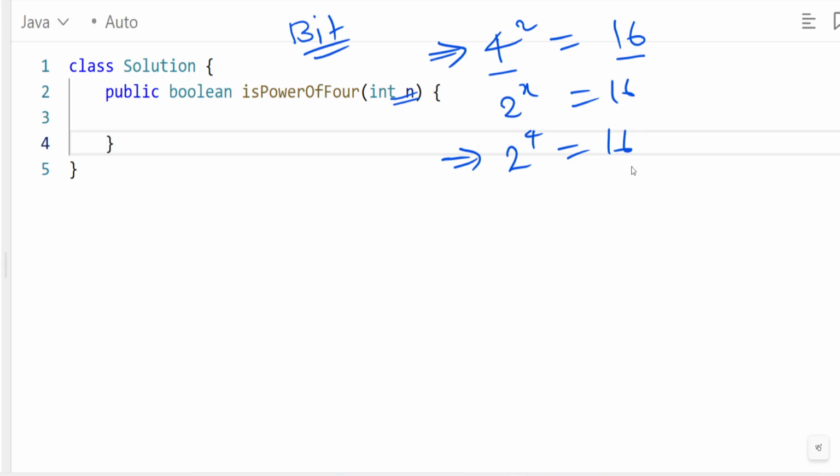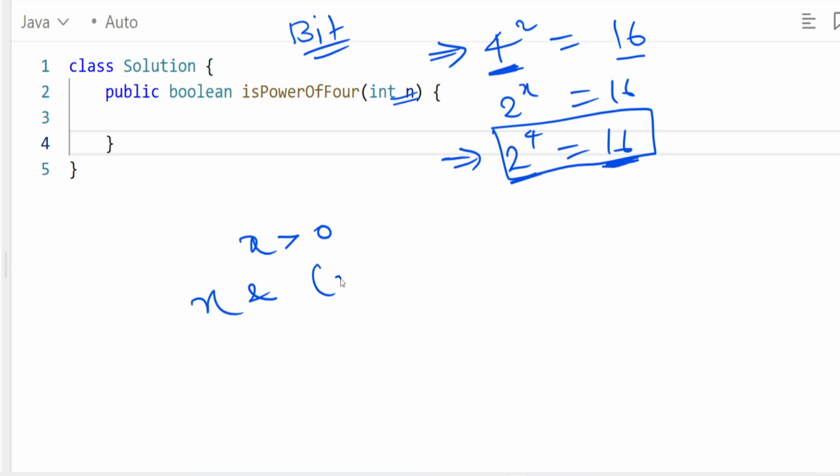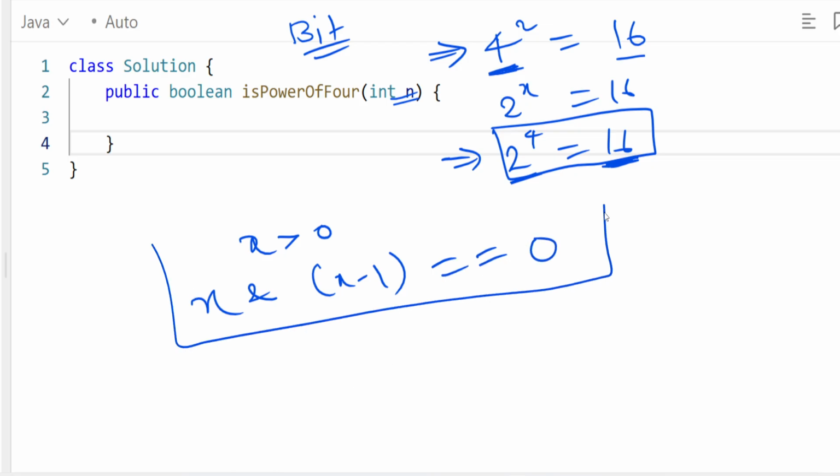If n is a power of 2, understand, if this number is a power of 4, it will be a power of 2 also. So we know how to check this one. How? Let's suppose x is greater than 0, and if we apply x and x minus 1, if it is equal to 0, if this condition works for us, it means x is a power of 2.